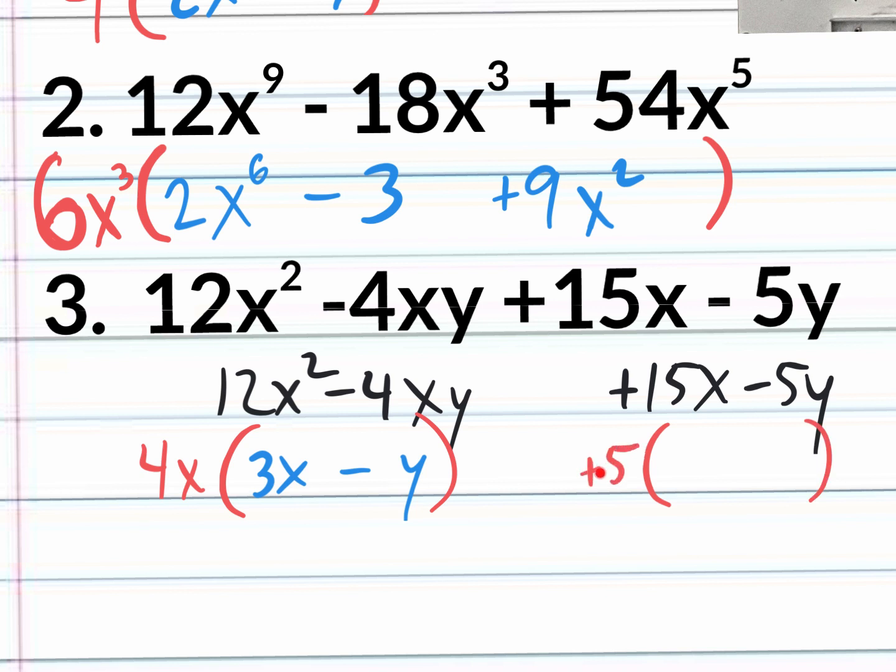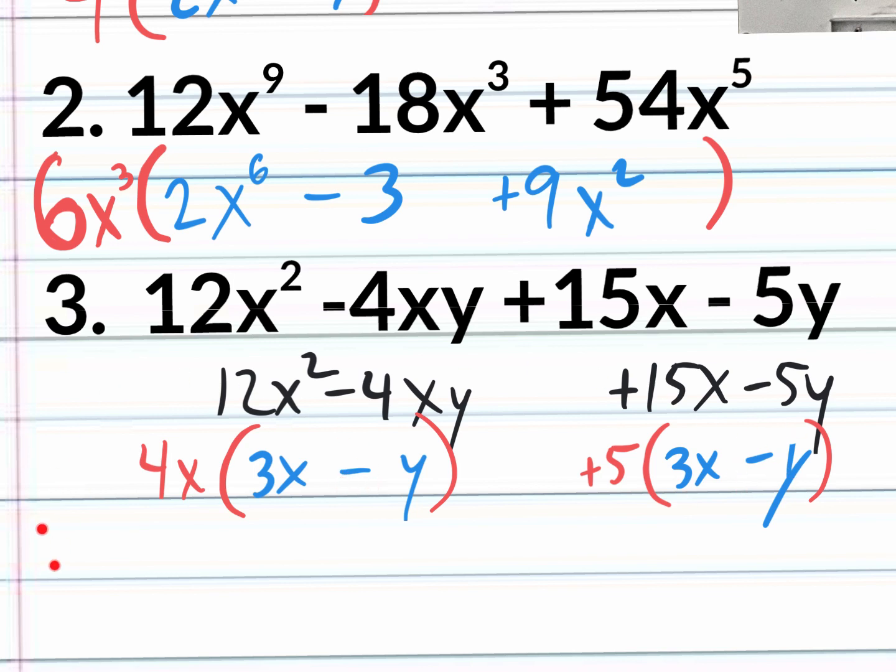And if I do pull out that positive 5, 5 times what gets us positive 15x? 3x. Too easy. How about 5 times what gets us back to a negative 5y? Negative 1y or just negative y? Okay, negative y. You could put negative 1 if you want, but I'm just going to leave it as negative y. Anyway, we do have a common binomial. 3x minus y here, 3x minus y here.